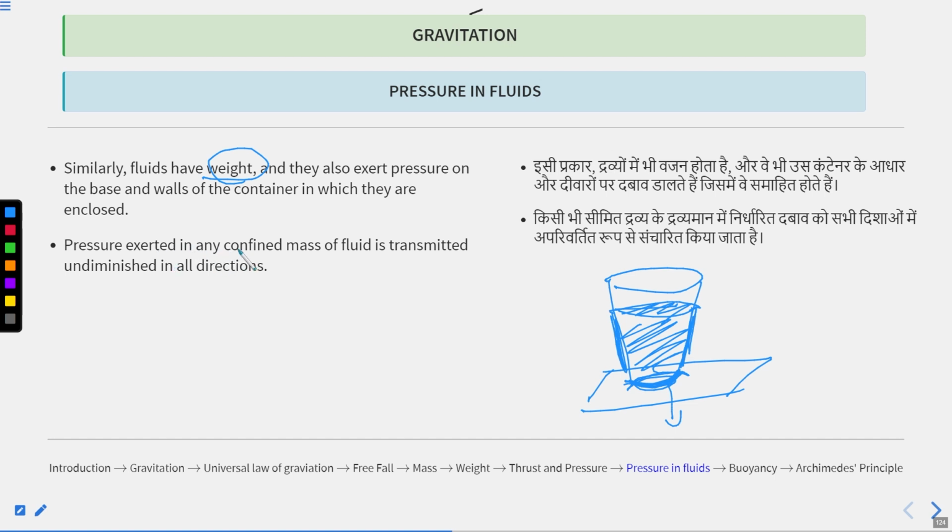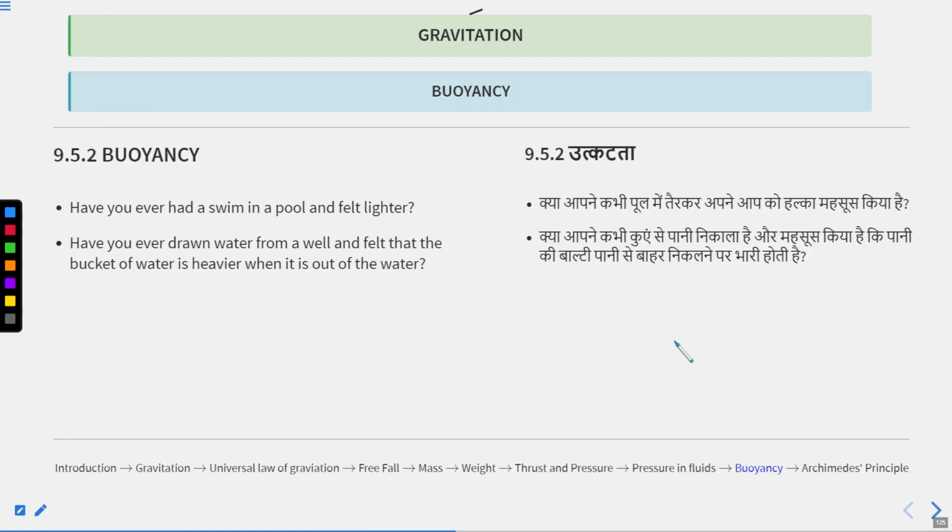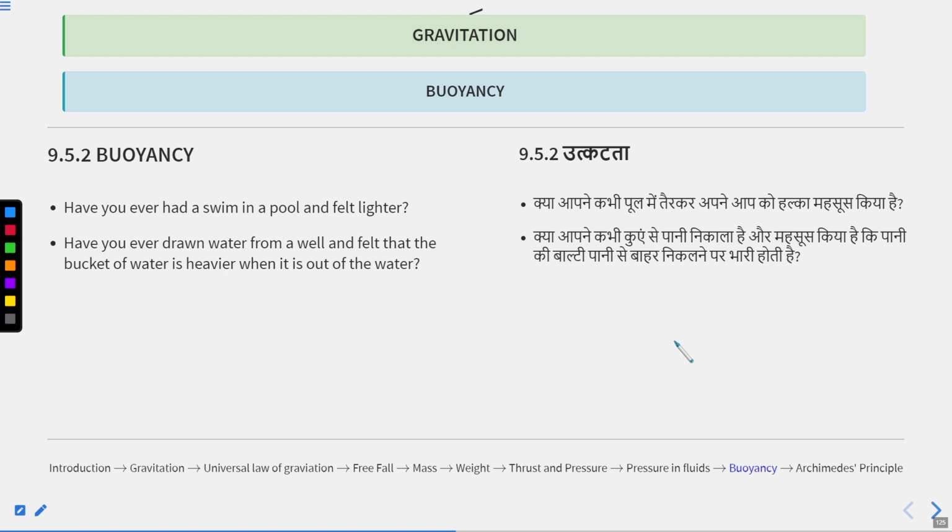Pressure in any confined mass of fluid is transmitted undiminished in all directions. Okay, the pressure in any confined mass of fluid is transmitted in all directions. So liquid gives pressure in all directions. It does not require that liquid will exert pressure only in the downward direction. In any direction it can exert pressure. Okay, that is pressure in a fluid.